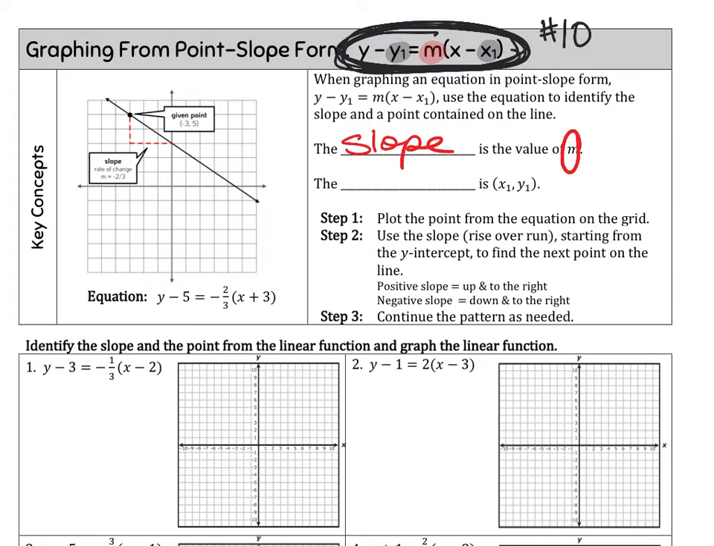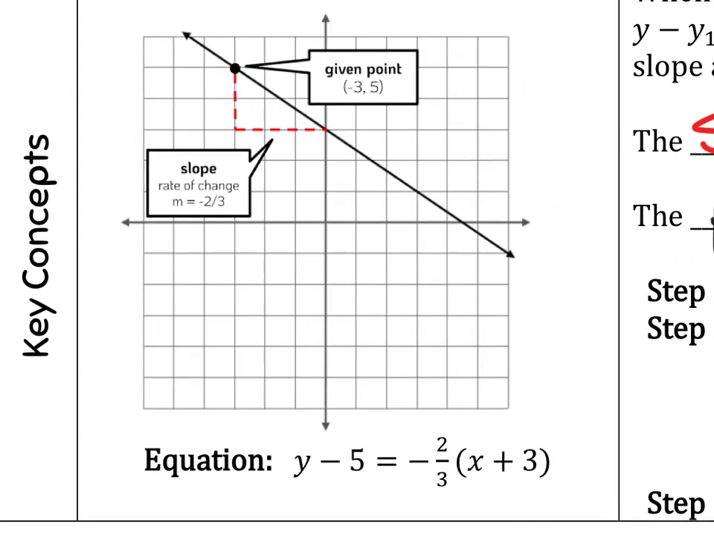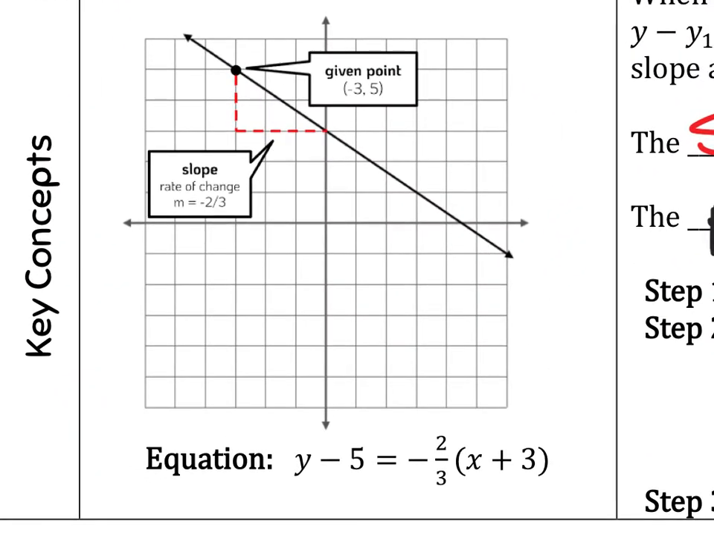The point that they give me is x1, comma, y1. The x's are at the back of the equation, and the y's are at the front, which is a little bit backwards, so pay attention. In the example problem here, this should say y minus y1 equal to m times x minus x1, which means that the m that I'm circling is negative 2/3. Everybody circle that number, negative 2/3.